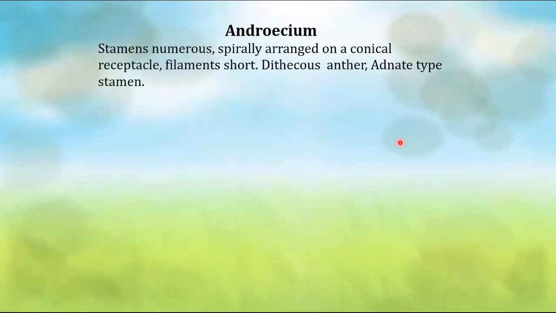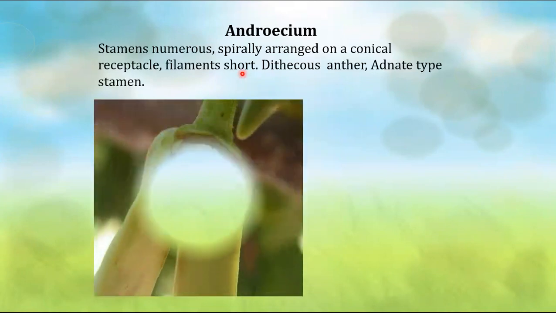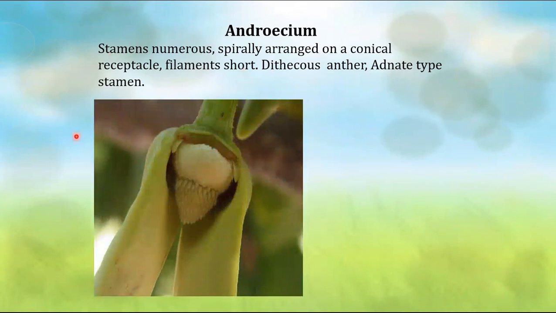Androecium is the male reproductive unit called the stamen. Stamens are numerous and spirally arranged. Here the stamens are spirally arranged on a conical receptacle, okay. As well as, the filament is too short.